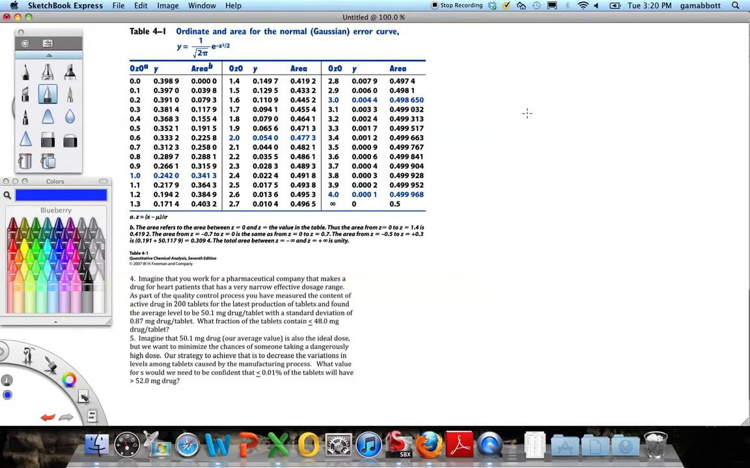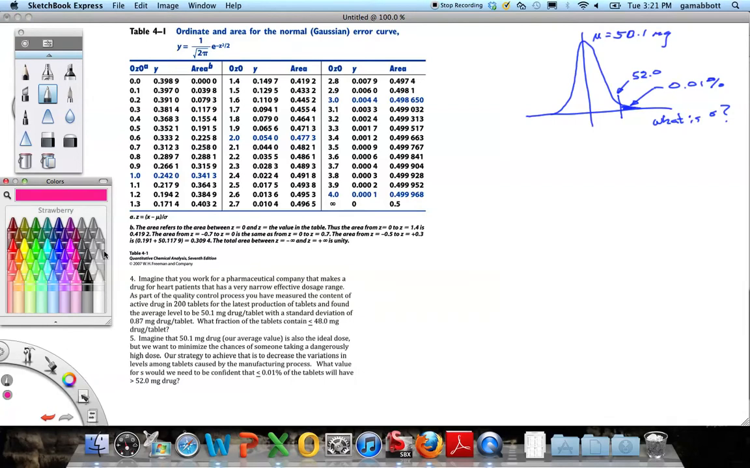In the next problem, we say that given that we have a symmetrically distributed or normally distributed set of data centered at a mu of 50.1 milligrams, what does sigma have to be in order to keep the population in this wing, that is, a value above 52.0 milligrams per tablet, down to 0.01% of the total population? So the question is, what is sigma?